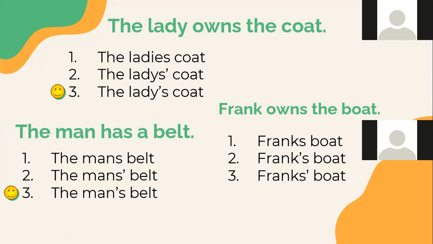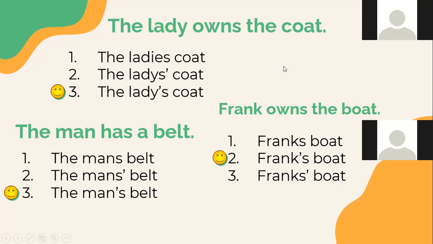Number 2, Frank's boat. Why did you choose number 2, apostrophe then S? You said Frank's boat, you added apostrophe then S to Frank. Because Frank is a singular noun.